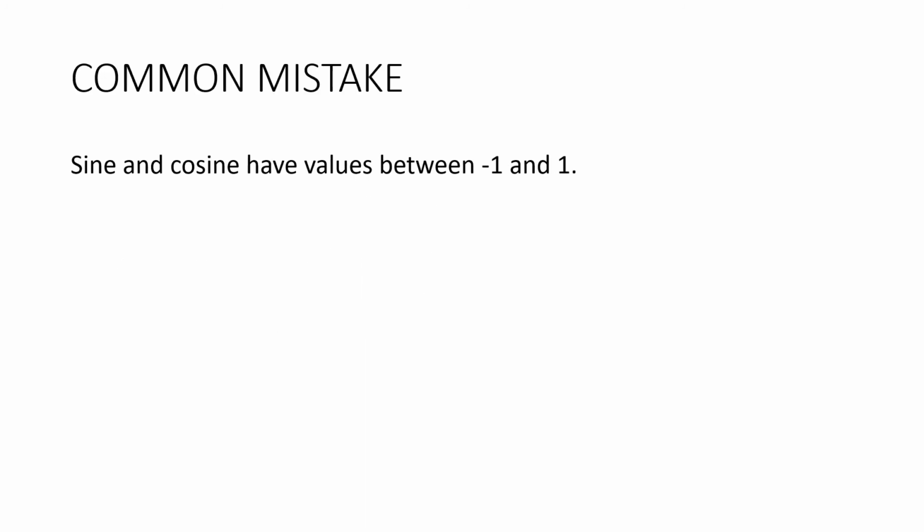Now I just want to alert you to a common mistake. Sine and cosine always have values between -1 and +1. They never go outside of that range. If you have a look at the trig graphs, which we'll do next year, and the trig tables, you'll see that. So if you don't follow SOHCAHTOA perfectly, you could get an error. I'm going to show you what I mean.